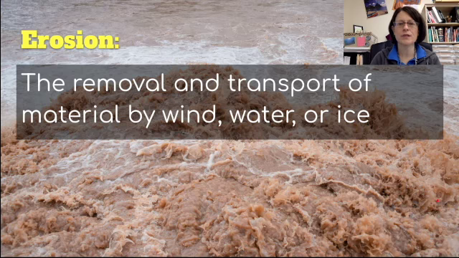Erosion is the removal and transport of material by wind, water, or ice. And here in the background, I have water that looks pretty muddy. It has a lot of sediment in it. And so erosion is taking place. The water is moving the sediment, the particles that have been weathered from rock, or perhaps it's moving soil or other things. But this is erosion, the removal and transport.